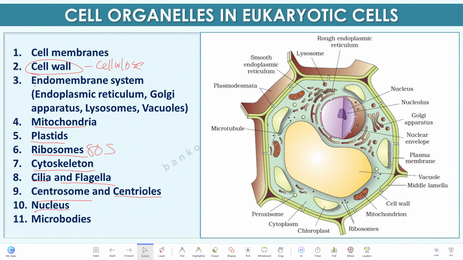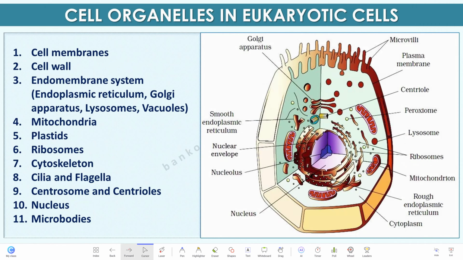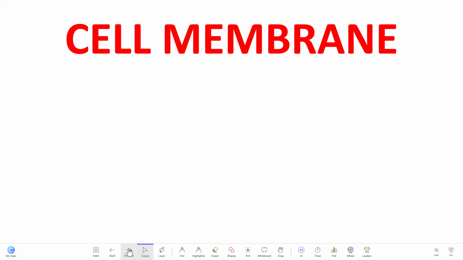Then there is a nucleus and microbodies. Okay, and this for animal cells. Animal cells, you don't find this. Okay, this centrosome, this is absent. Cell wall is absent. Okay, in animal cell, there's no cell wall. There's no chloroplast. Okay, no vacuole. Don't memorize it now. Let's study about cell membrane.